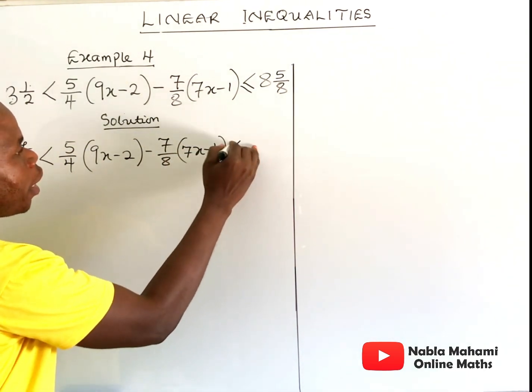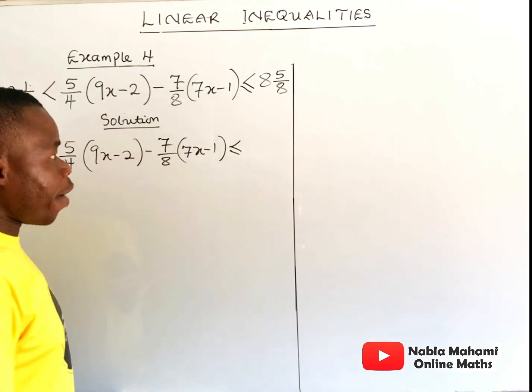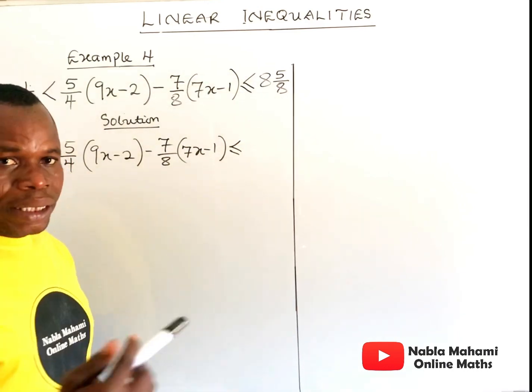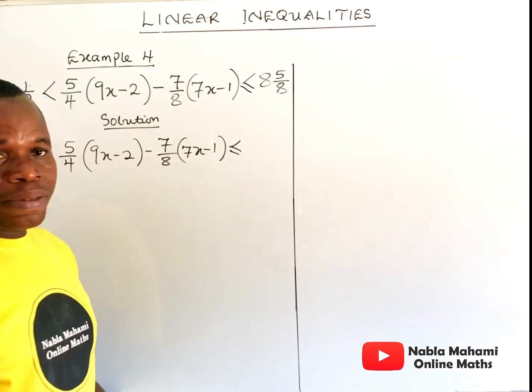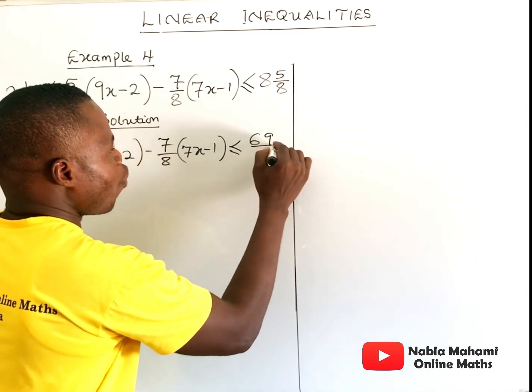minus 1 less than or equal to, this one too is a mixed number. I have to convert it to an improper fraction. So 8 times 8 is 64. 64 plus 5, that will be 69. So I'll get 69 over 8.